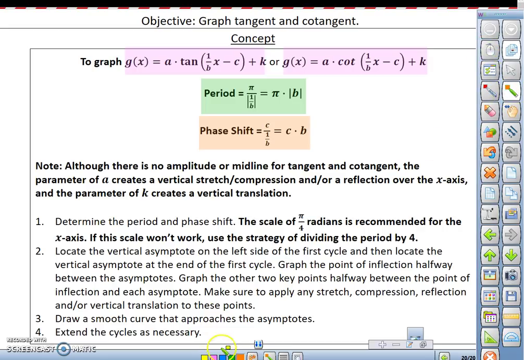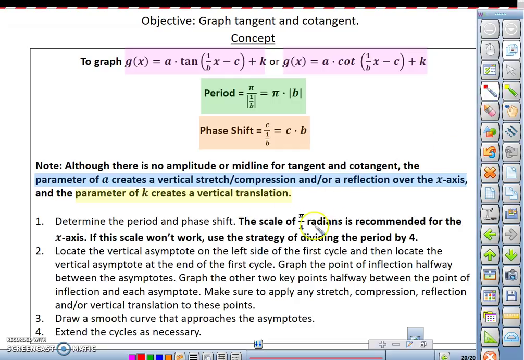And this is what I was alluding to earlier. Your parameter of A, even though we don't have an amplitude, still creates a vertical stretch, vertical compression, and or reflection across the x-axis. And your parameter of K still creates vertical translation, but has nothing to do with a midline.